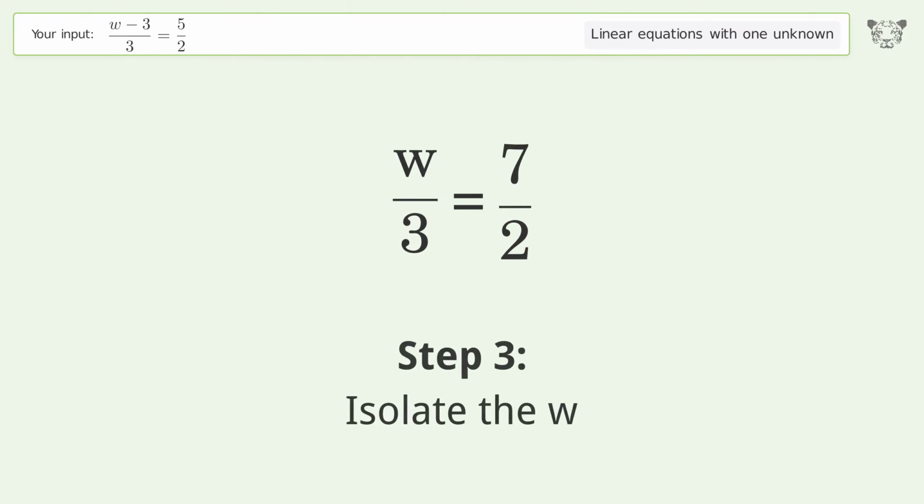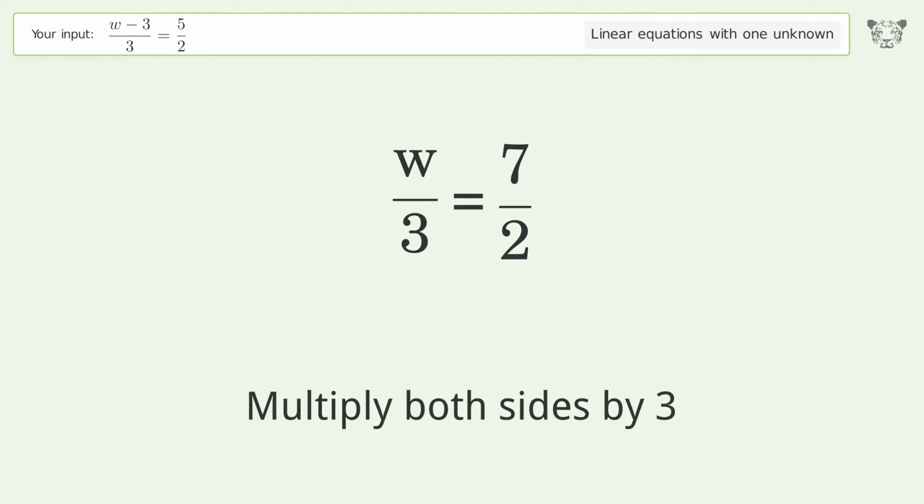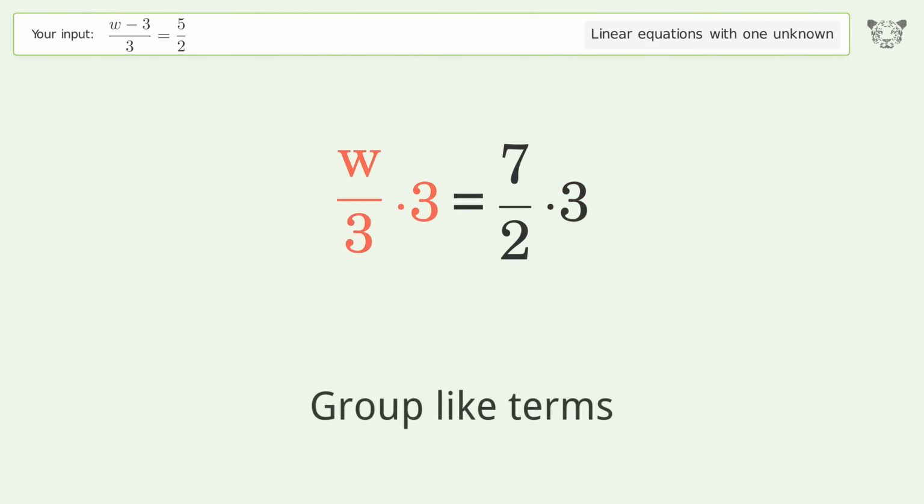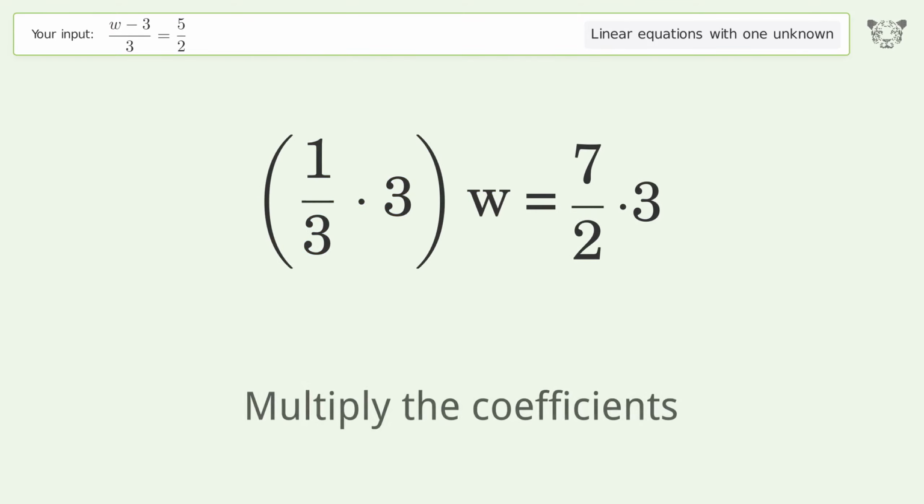Isolate the w. Multiply both sides by 3. Group like terms. Multiply the coefficients.